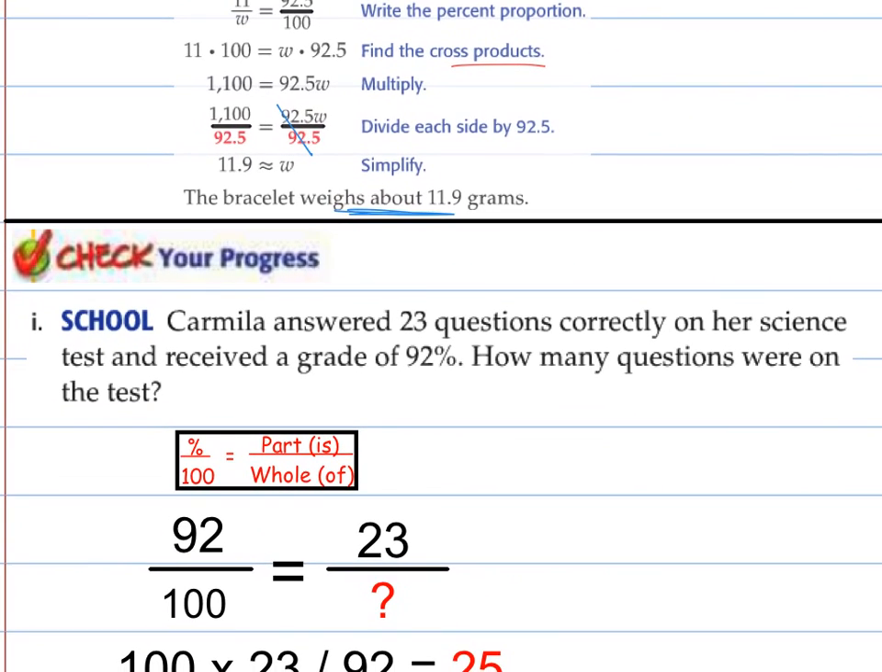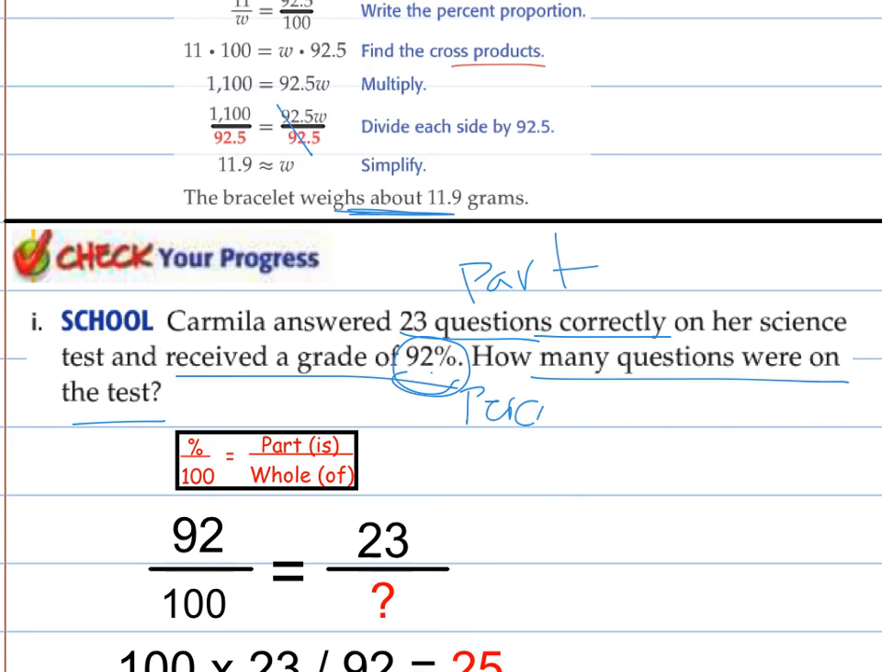So this is important to know because you guys are always trying to find out how you did on a test or quiz. Carmilla answered 23 questions correctly on her science test. She received a grade of 92%. How many questions were on the test? So she scored 23. That's the part. Her percent is 92. We're wondering how many total questions the whole test was out of.